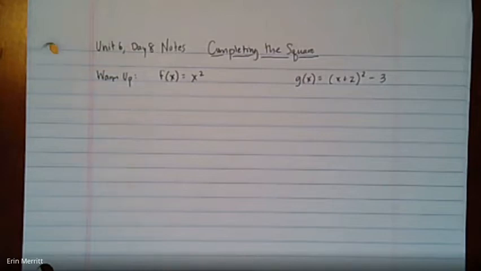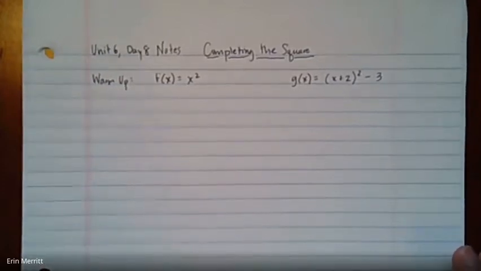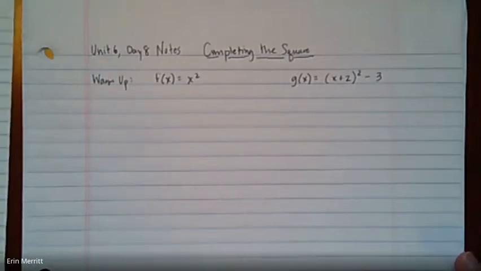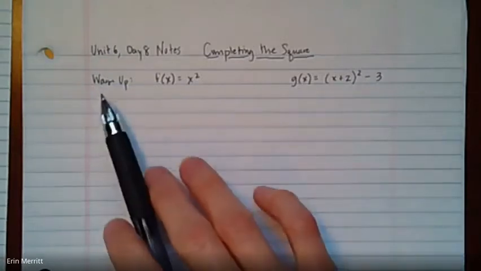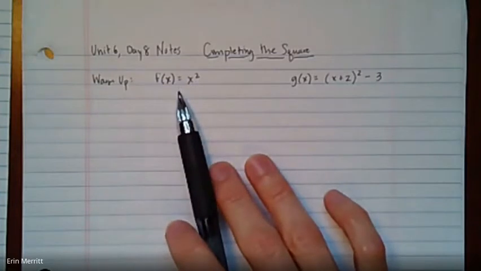Today is day 8, so we are talking about completing the square, which is a process you learned back in possibly Algebra 1. I know you were supposed to do it in geometry, not sure how that went. But before we hop into that, I want to show you why we're doing it. As a little warm-up, I want to compare these two functions.